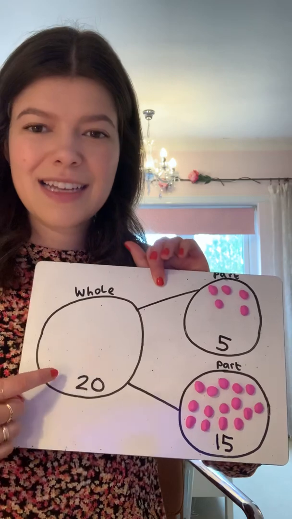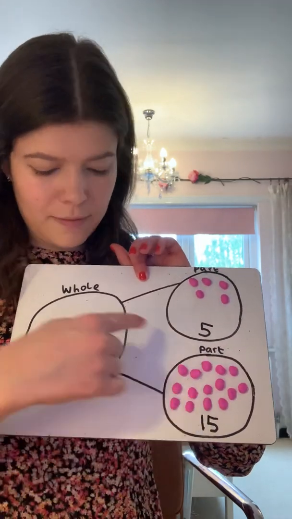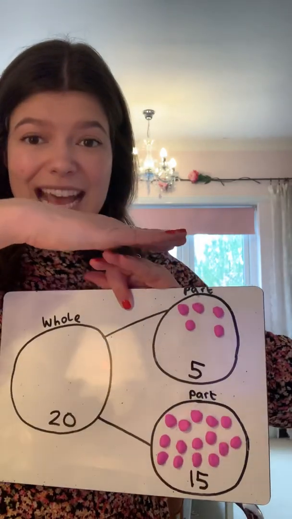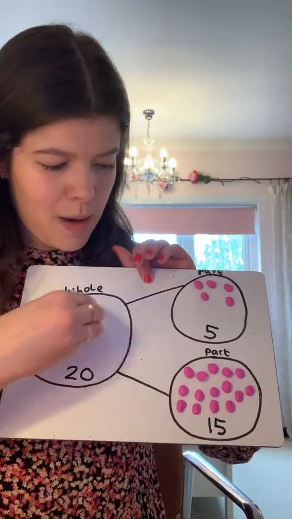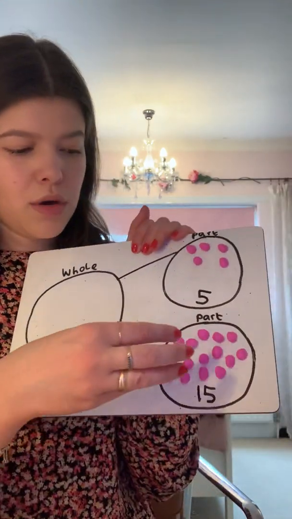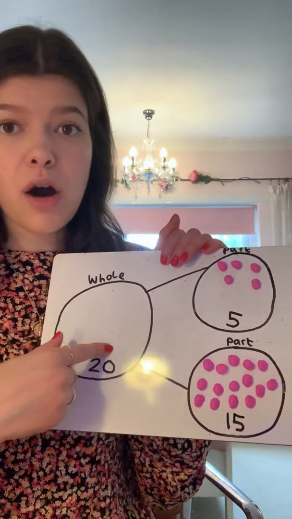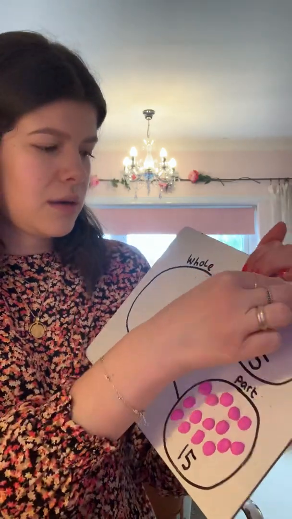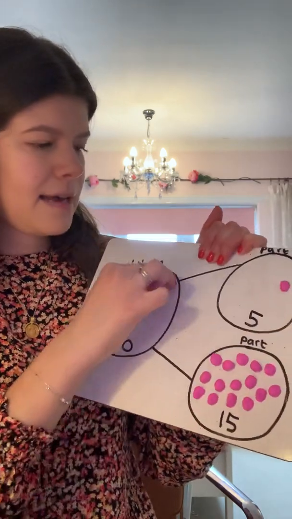Can you say that? 20 subtract 5 is equal to 15. Fantastic. So we go in this order. Brilliant. Okay, so what I'm going to do now is move all of my objects, because I know that I counted up 20, back into my whole, and then I'm going to choose another number to subtract from 20. So I'm just going to move all of these back and then pick another one.